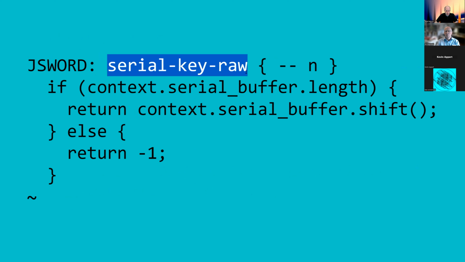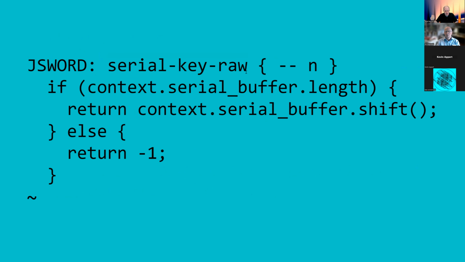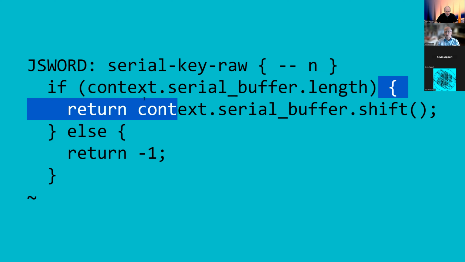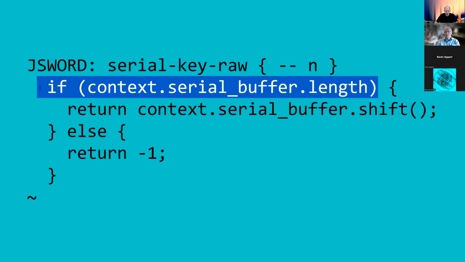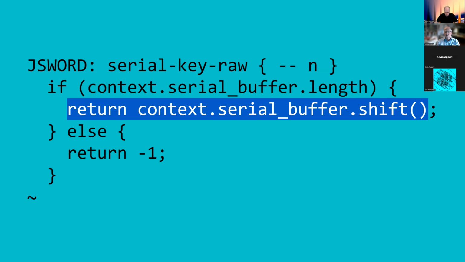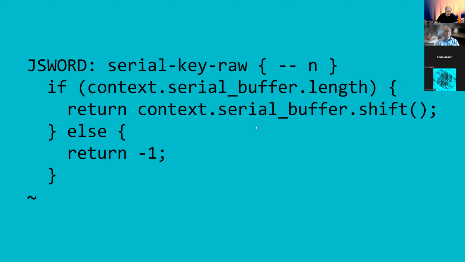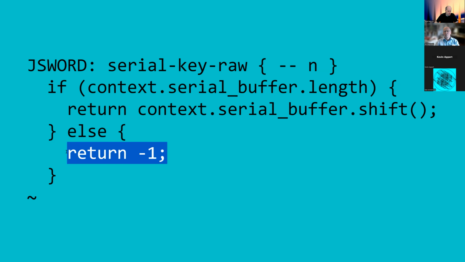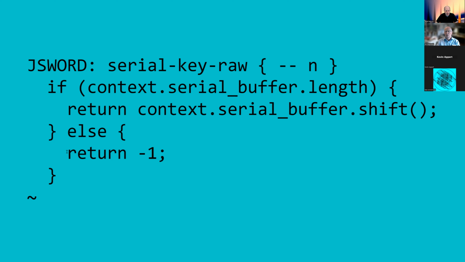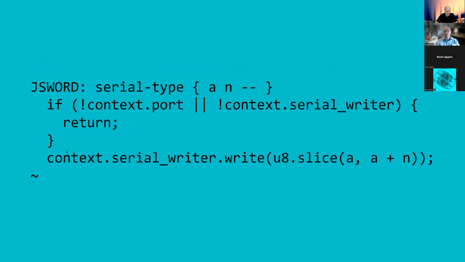But basically a word to read one character from the serial port, which is a lot of work to get to that, but basically it checks to see is there any data in this buffer. If there is, it returns 1 byte from the serial port. Otherwise, it returns a -1. So it's not a blocking word. It's just checking to see is there a character from the serial port, or else it returns a -1.